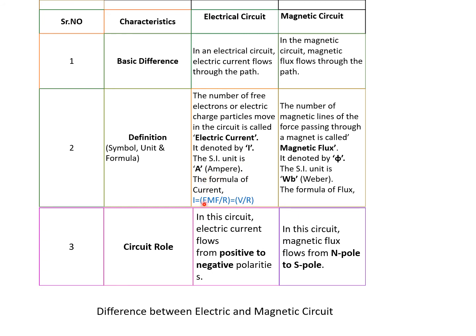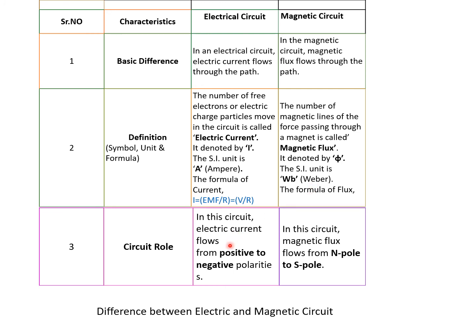The unit is ampere and the formula is I is equal to V upon R, or it is also known as EMF upon the resistance. What is R? R is the resistance. And in magnetic circuit, the number of magnetic lines of the force passing through a magnet is called as a magnetic flux. It is denoted by phi. Its unit is Weber.